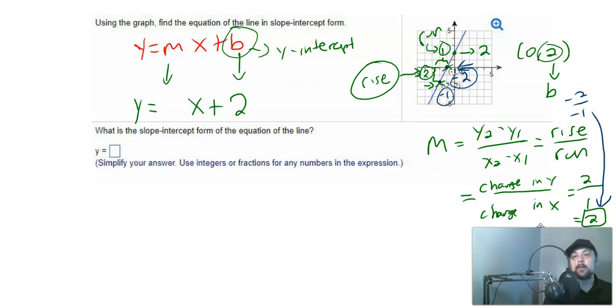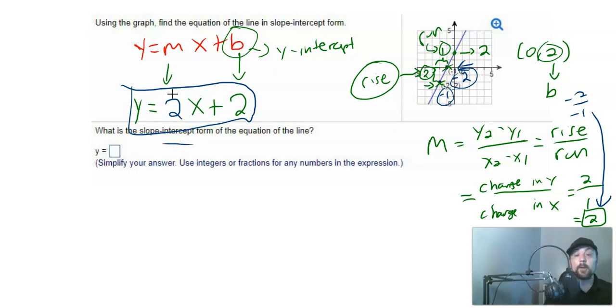So you'll get the same slope either way, even if the details in the process might be a little bit different. So the slope is equal to 2. And so I'm going to plug that in for m. And then that's my equation. It's already in slope-intercept form because that's the formula I used to start out. Okay, so hopefully that made sense.